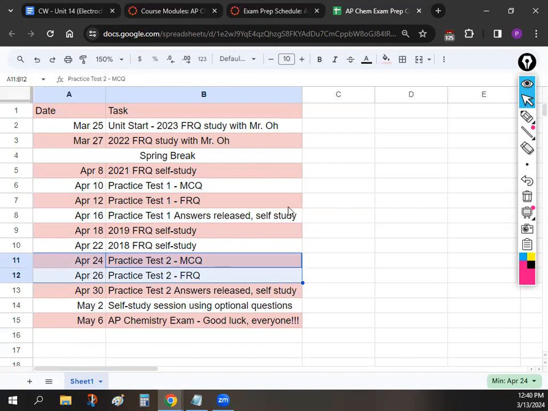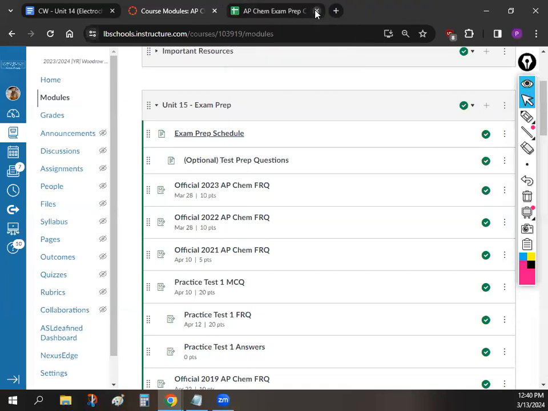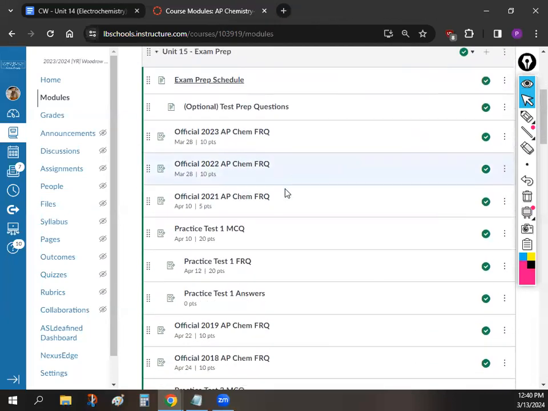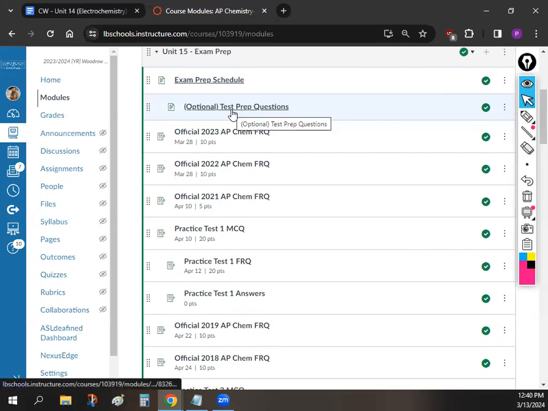How many points are the practice tests? It's on Canvas already. So if we go back to Canvas, the Unit 15 prep, let's look at the optional stuff. These are not going to be turned in. They are just there to help you study for the exam.